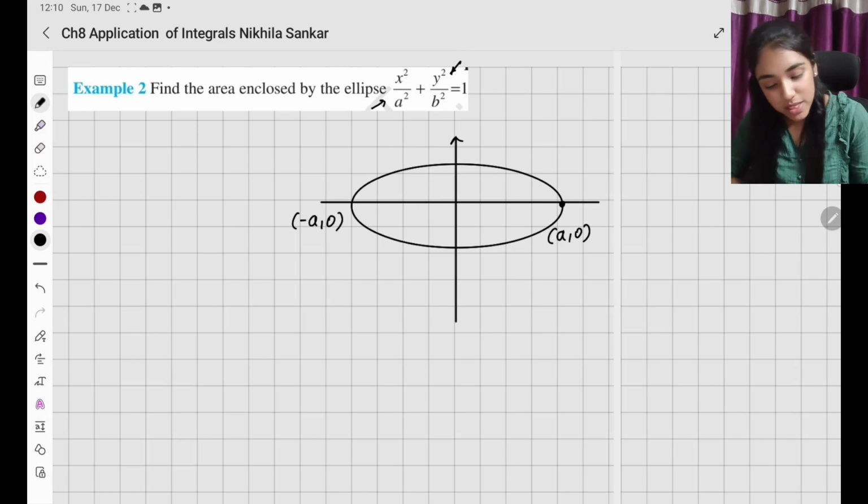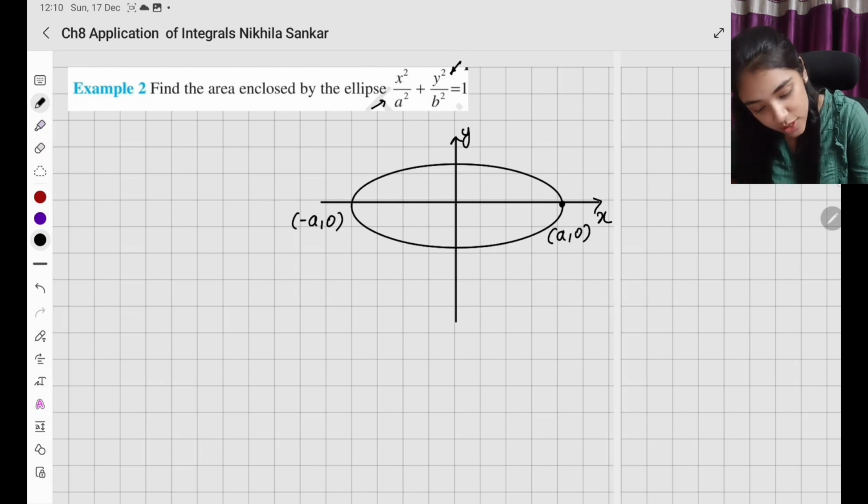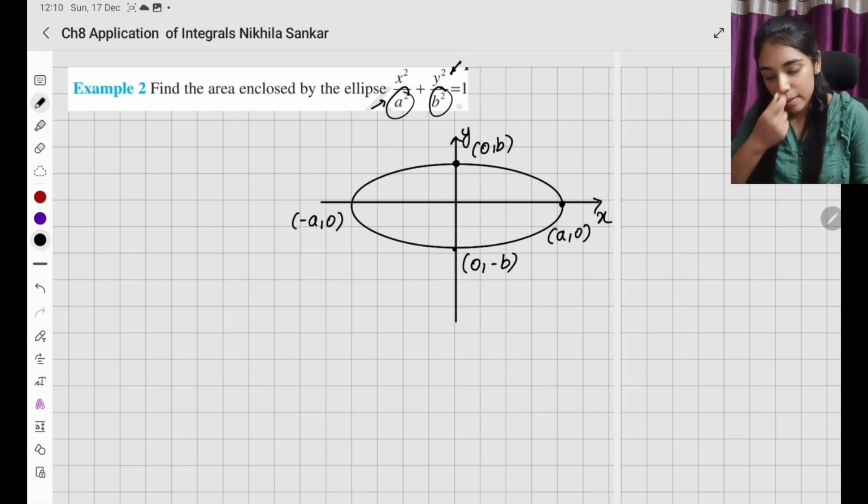And y square by b square, that is the y axis, correct? This is my x axis. So on x I put a, and on y I have to put b. So this point is going to be 0 comma b, and this point is going to be 0 comma minus b. Okay, I'm going to again do the same thing.